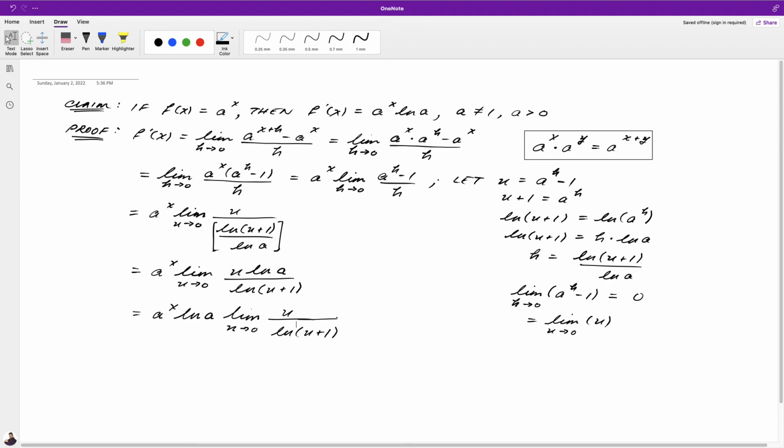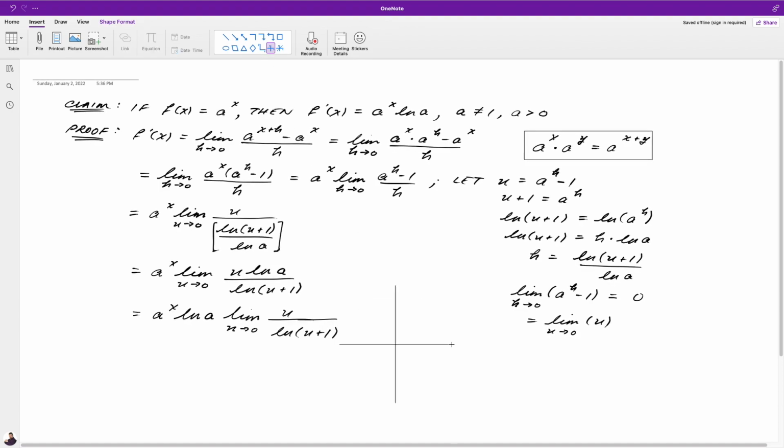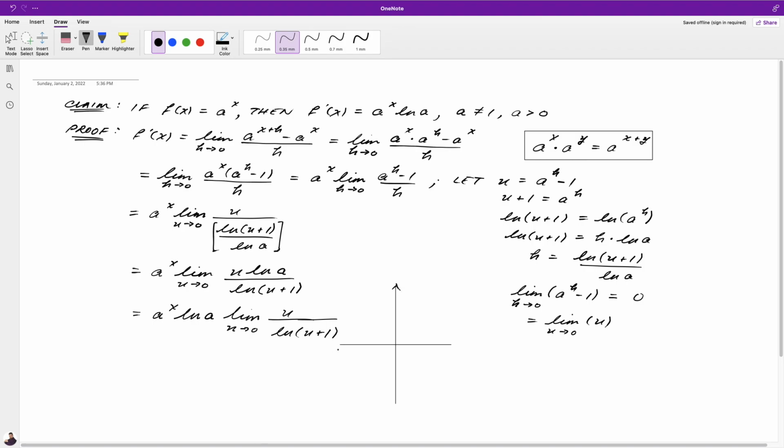We want this to be 1, don't we? And it is 1. This is one of these limits that we can readily determine as 1. I'll prove it using a graphical argument here. Why don't we call this u?